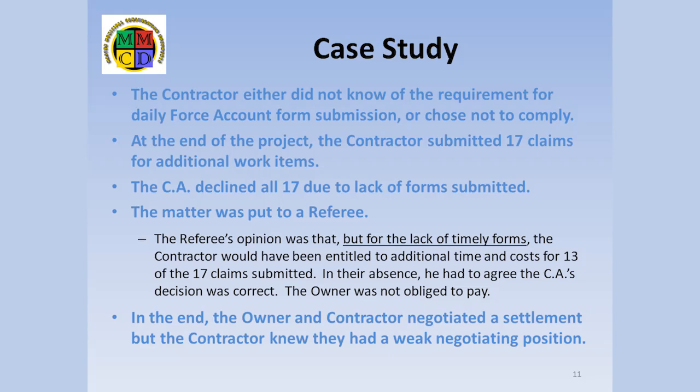Here's a real-life example from the early history of the MMCD. The contractor did not provide daily forms for additional work, relying on past experience that these could be done later. Towards the end of the project, he submitted a claim package of 17 items, none of which had the daily forms filled out at the time or even later. The CA reviewed the package and rejected them all based on the GC 10.3.2 provision.